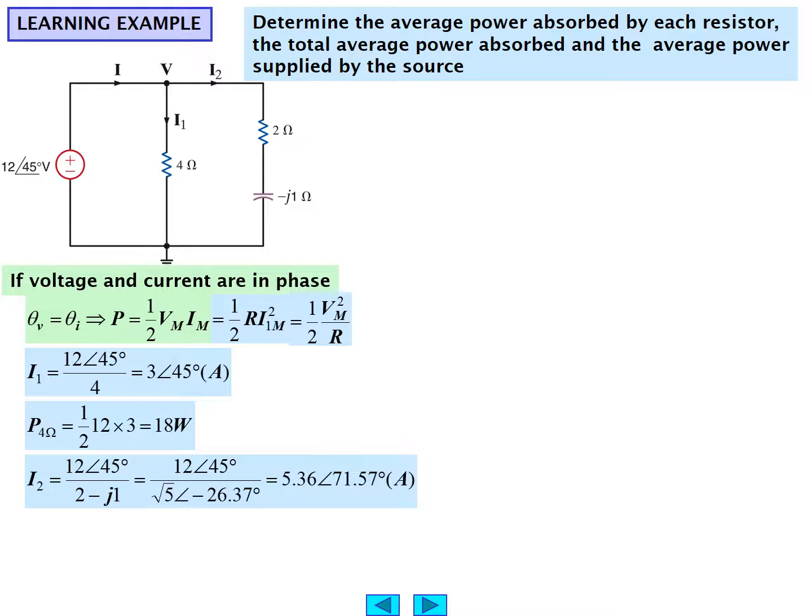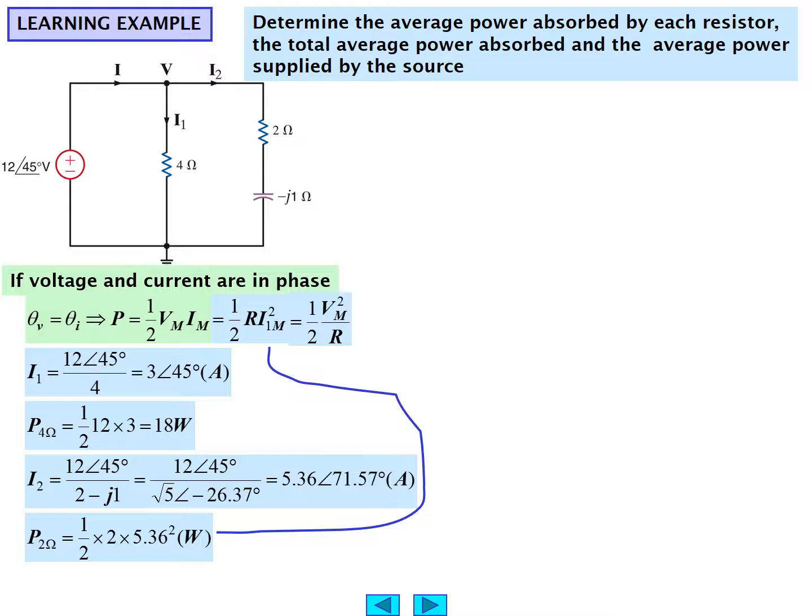I2 then, as a current divider, can be calculated by the voltage across V, which is 12 angle 45 degrees, divided by the impedance, 2 minus J1. And again, we recast 2 minus J1 as a polar representation. We would perform the complex arithmetic, and the answer would be 5.36 angle 71.57 degrees in amperes. Again, you should verify the analysis and the calculation.